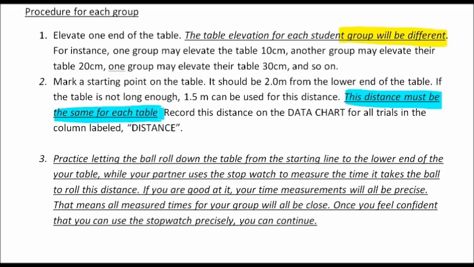That is a constant. It says record the distance on the data chart for all trials in the column labeled distance. So you know that we'll have to look at their data chart where they record information at some point in the future. And number 3 says practice letting the ball roll down the table from the starting line to the lower end of the table while your partner uses the stopwatch to measure the time it takes the ball to roll this distance. It says if you're good at it, your time measurements will be precise.